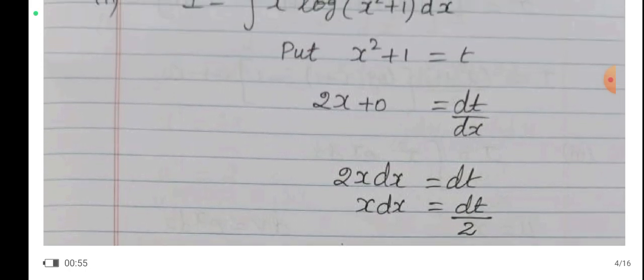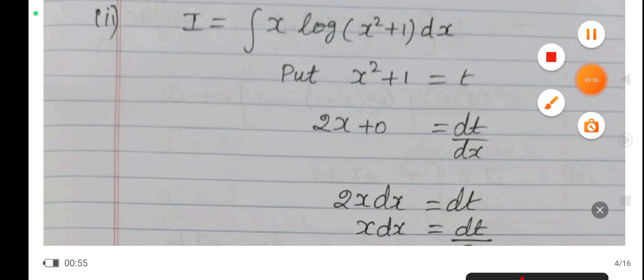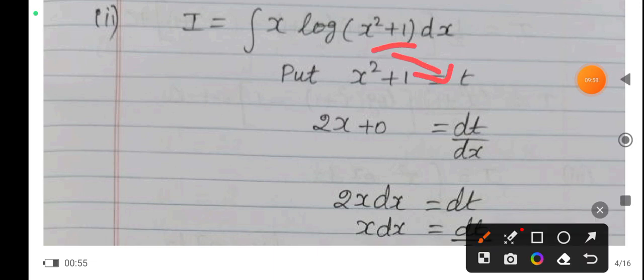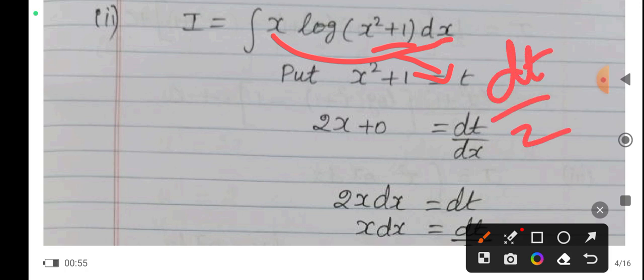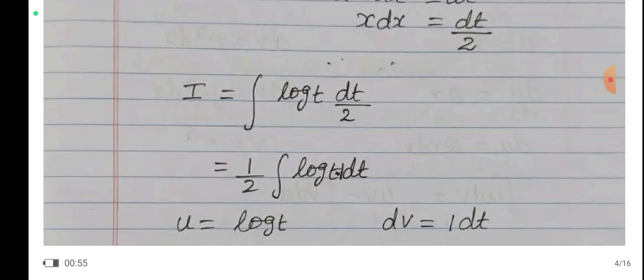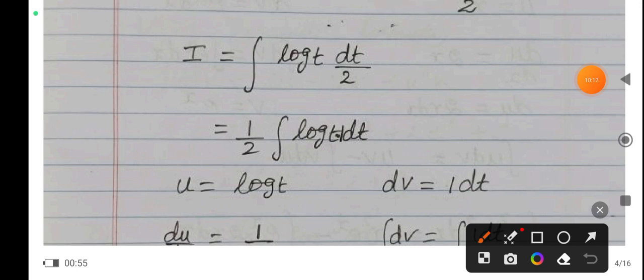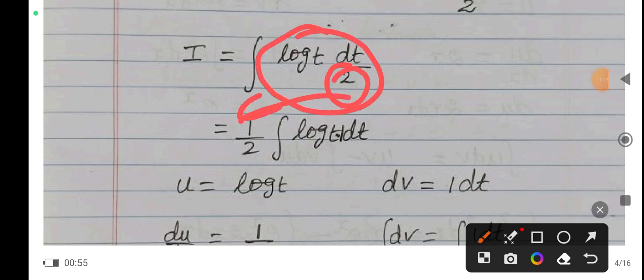Now apply. Where it is log of x square plus 1, you apply t. Then x dx, x and dx together, you apply as dt by 2. So we got I equals integral log t into dt by 2. This 1 by 2 you keep outside, so 1 by 2 integral log t dt.